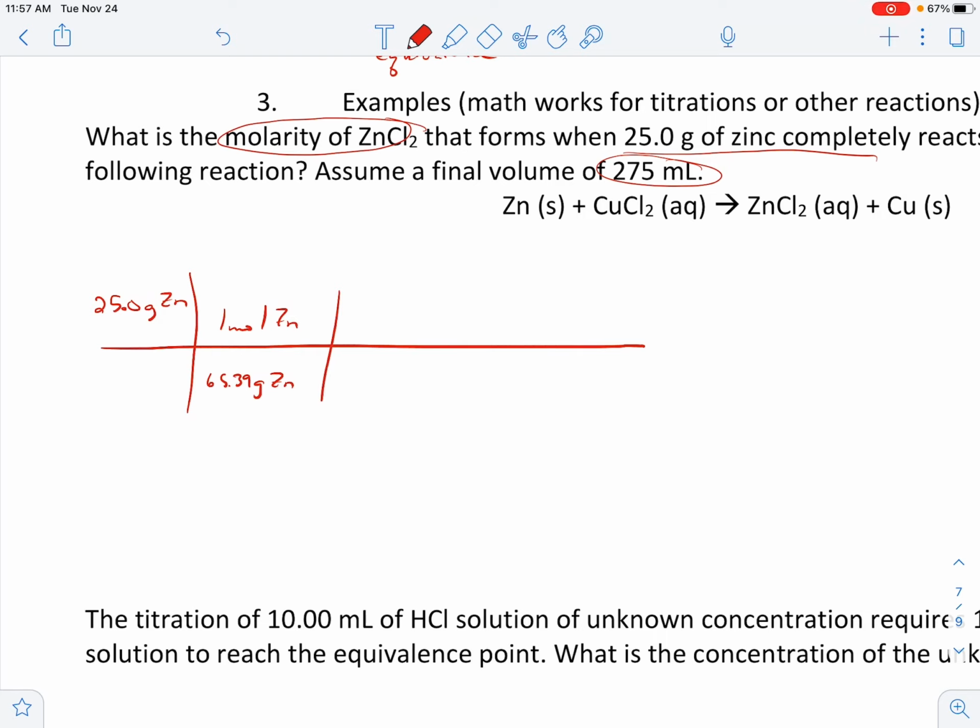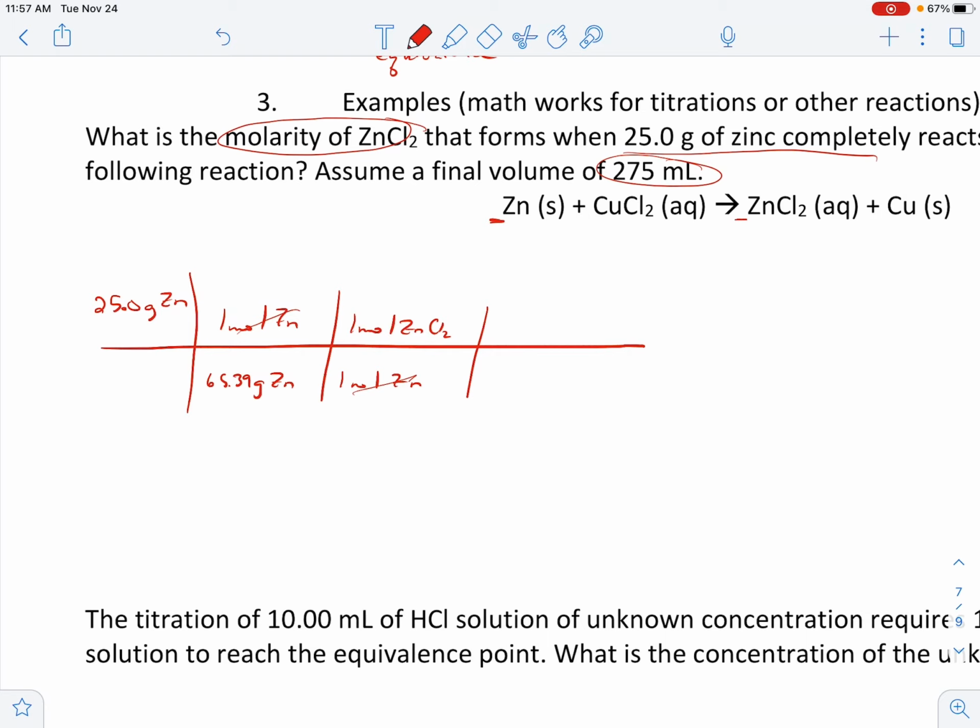All right. Now we do our mole ratio. And we know that 1 mole of zinc, this is from right here, goes to, we're looking for zinc chloride, so also 1 mole. So we say 1 mole of zinc chloride. All right. Now, at this point, if we did the calculation, we would be at moles of zinc chloride, right?